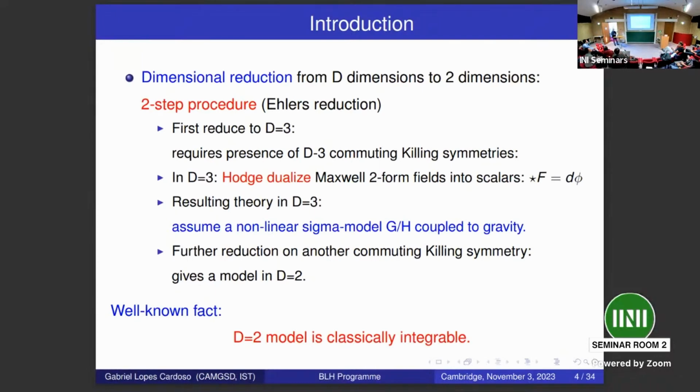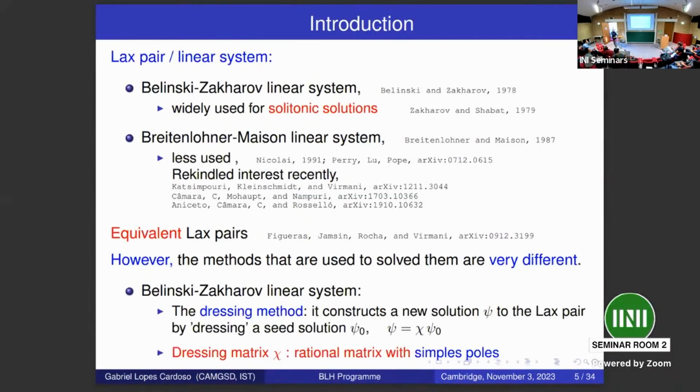Now, what does it mean that the theory is classically integrable? It means the following, and I'll explain these words later in more detail. It means that there is a linear system or a Lax pair associated to these 2-dimensional nonlinear PDEs, which you are trying to solve. I'll explain later what I mean by a Lax pair and a linear system. There are typically 2 linear systems in the game. One is called the Belinsky-Zakharov linear system, and the other one is called the Breitenlohner-Maison linear system.